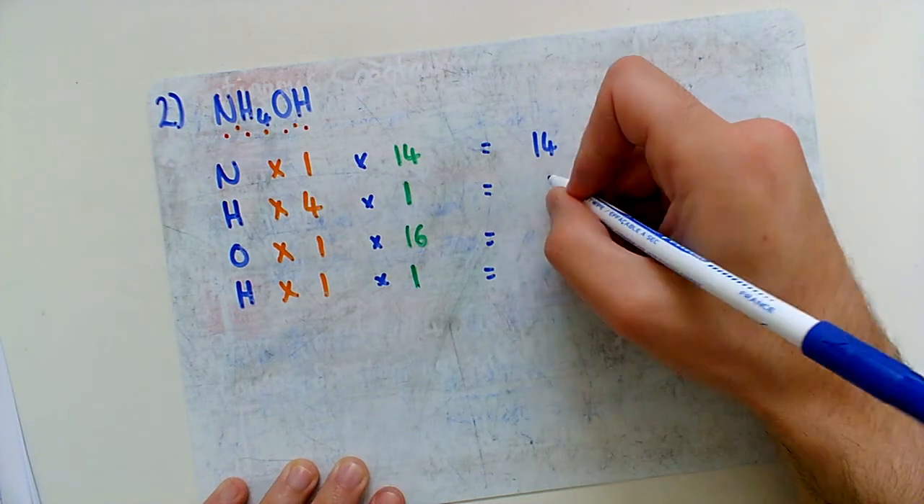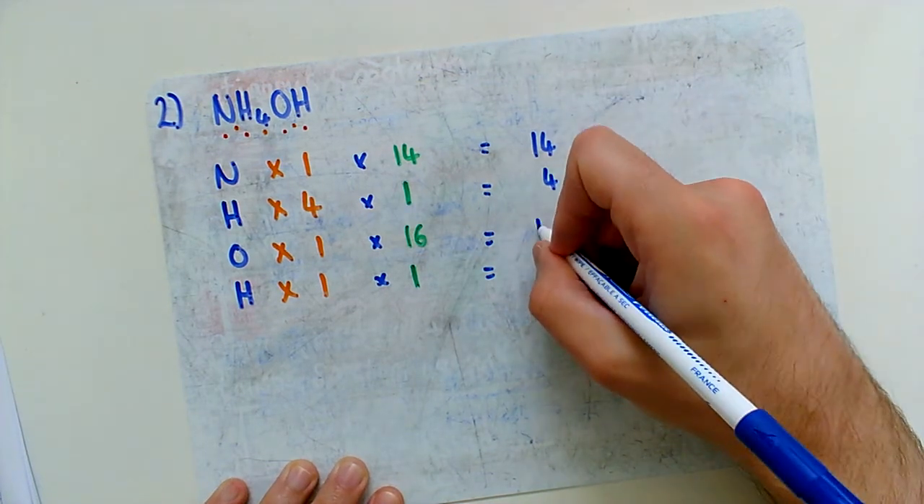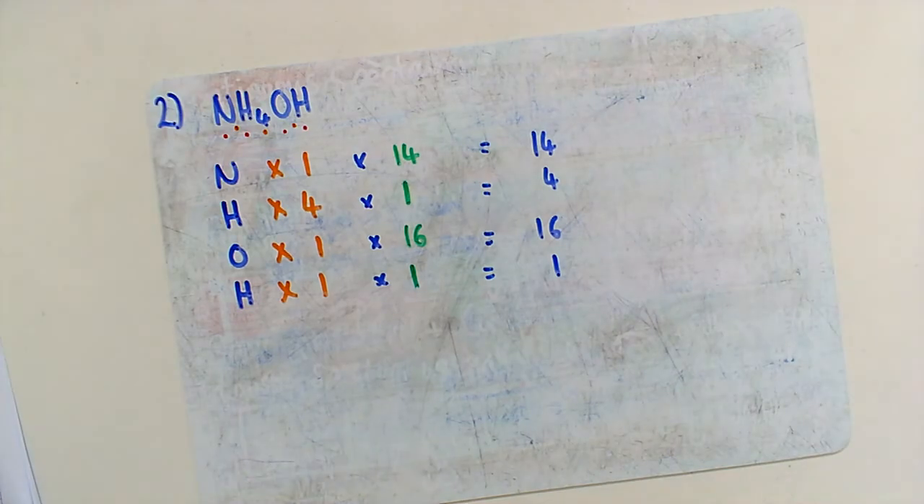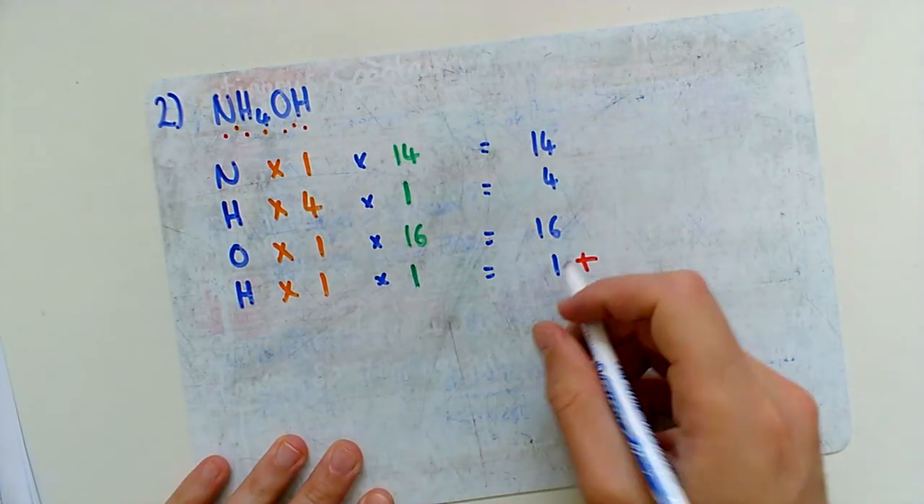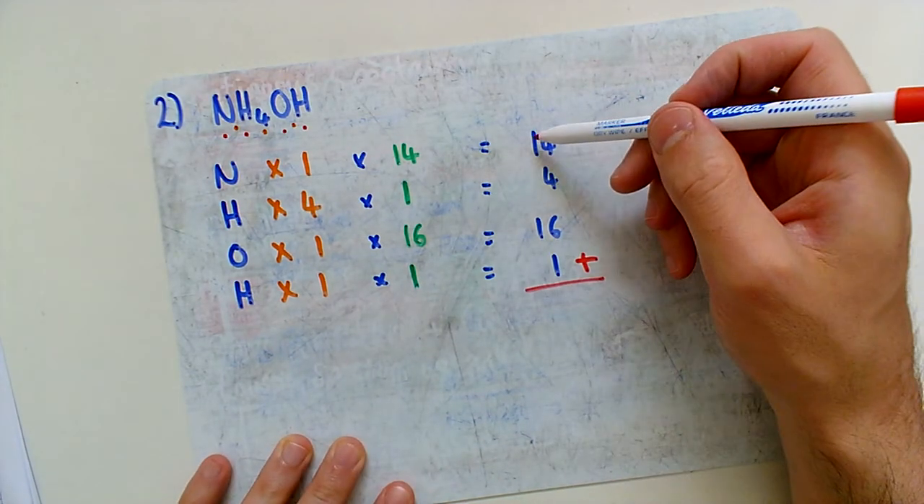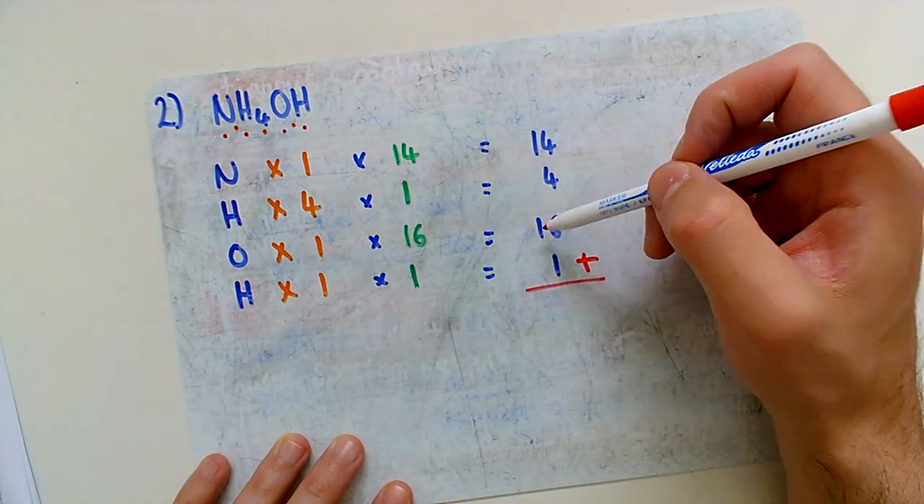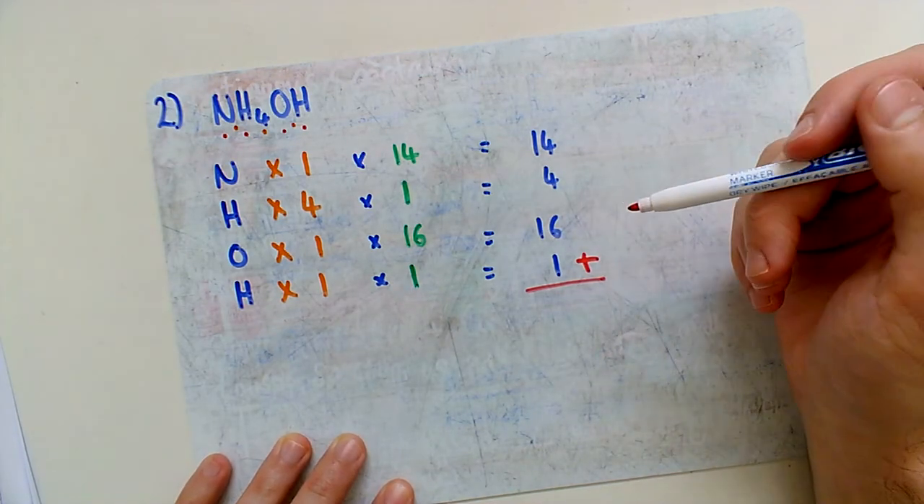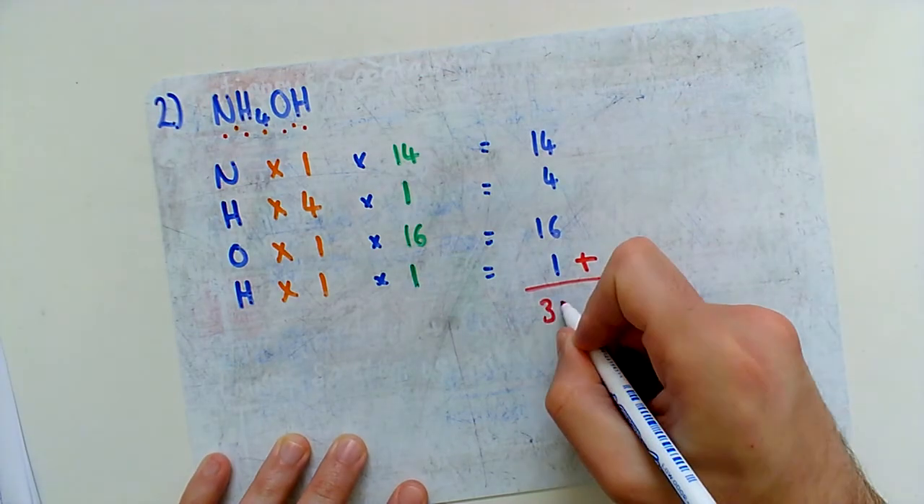14, 4, 16, and 1. And the final thing I do is I add them all together. So 16 plus 4 is 20, plus 14 is 34, plus 1 is 35.